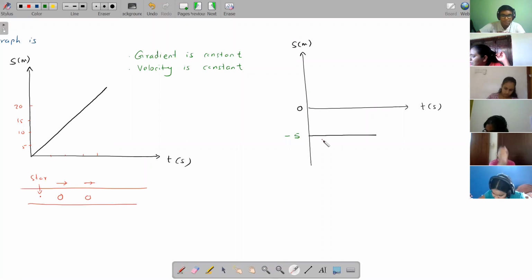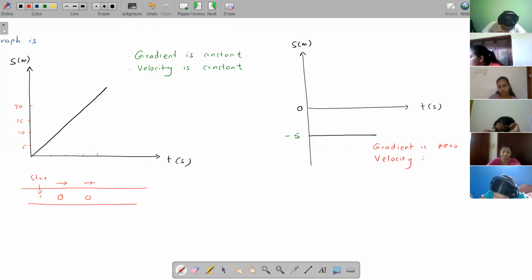Okay. So what's the answer here? I can see a few correct answers on the chat. So actually here, first thing is you look at the gradient and you can see the gradient is definitely 0, because at any point in a graph, if your graph or line is parallel to the x-axis, that means gradient is 0. So gradient is 0, which means, children, velocity is 0. So if your velocity is 0, obviously the object is not moving, the object is stationary.